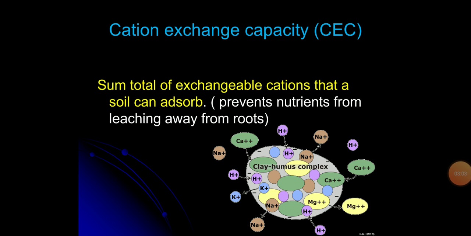The next point is cation exchange capacity. It is also called CEC. It is the sum total of exchangeable cations that a soil can adsorb, which prevents nutrients from leaching away from the roots. For example, in the clay humus complex, Ca2+, H+, Na+ are exchangeable with K+, Na+, Mg2+.